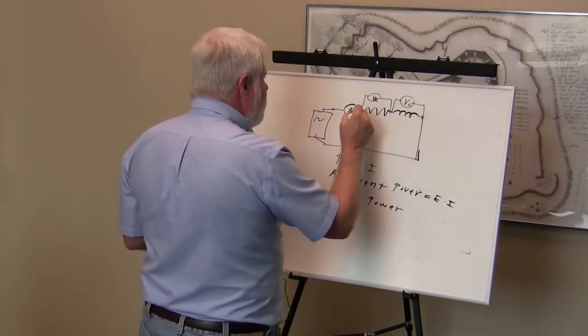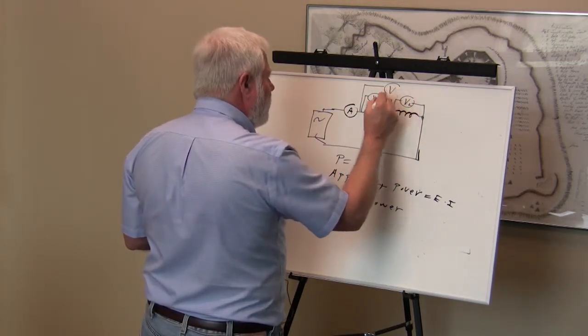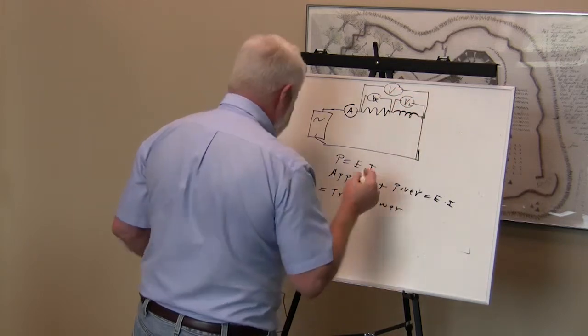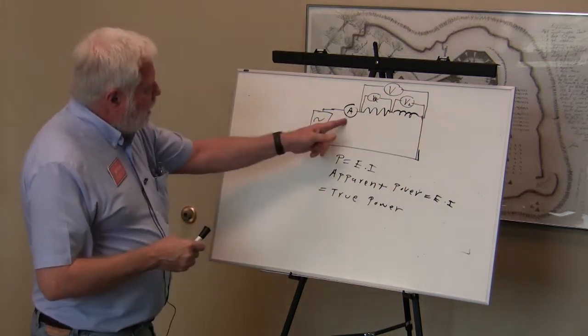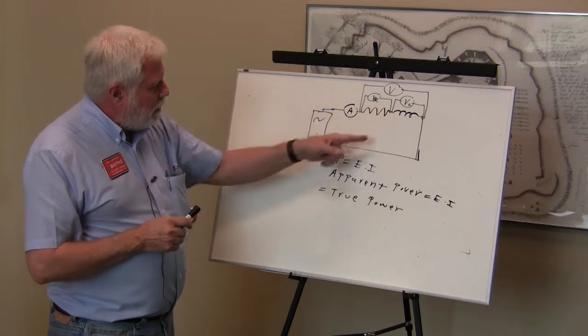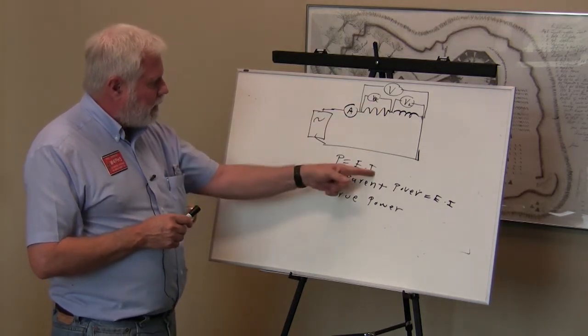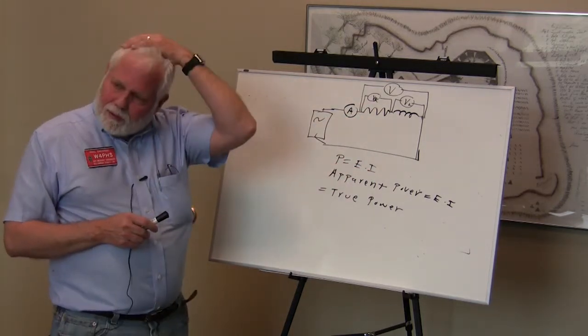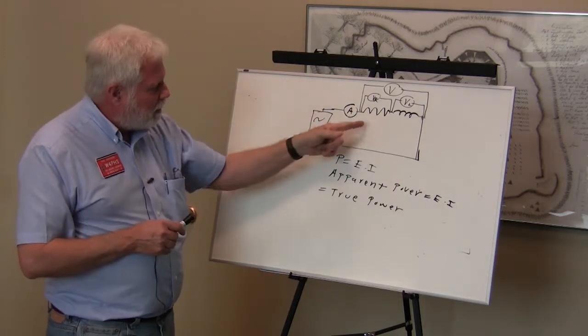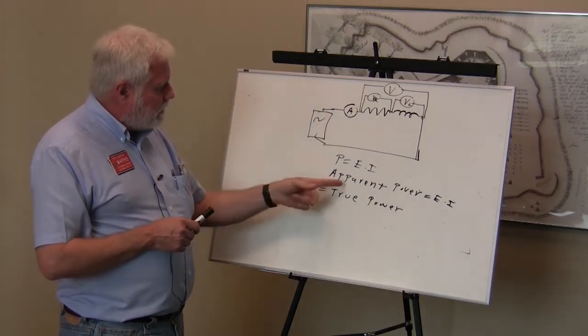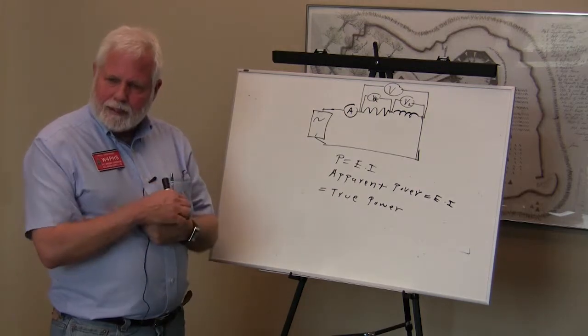And we're going to have to also measure the whole thing. We'll call this V across the whole thing. Okay, we measure current, we measure voltage, and we multiply out P equals E times I. And what we discover, if we actually do a laboratory experiment to see how much heat comes out of this thing, is that the true power being dissipated by this is less than the apparent power.